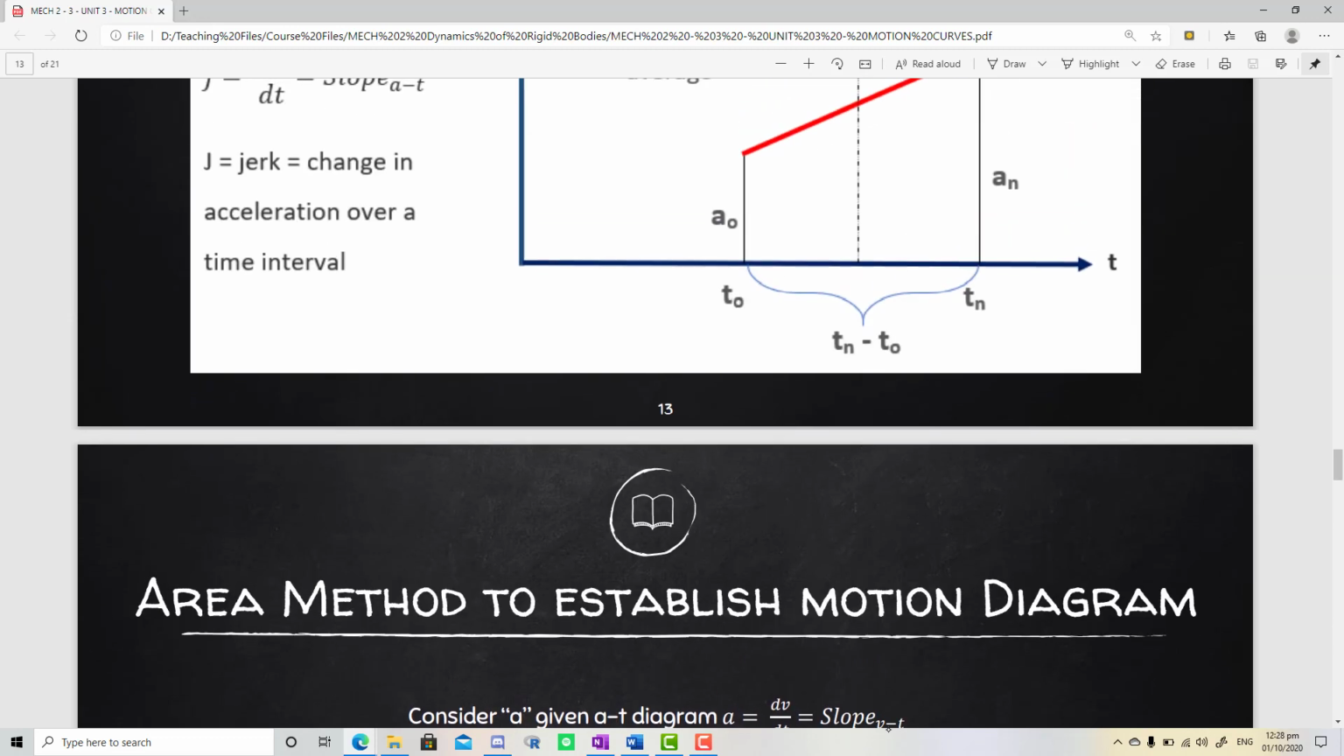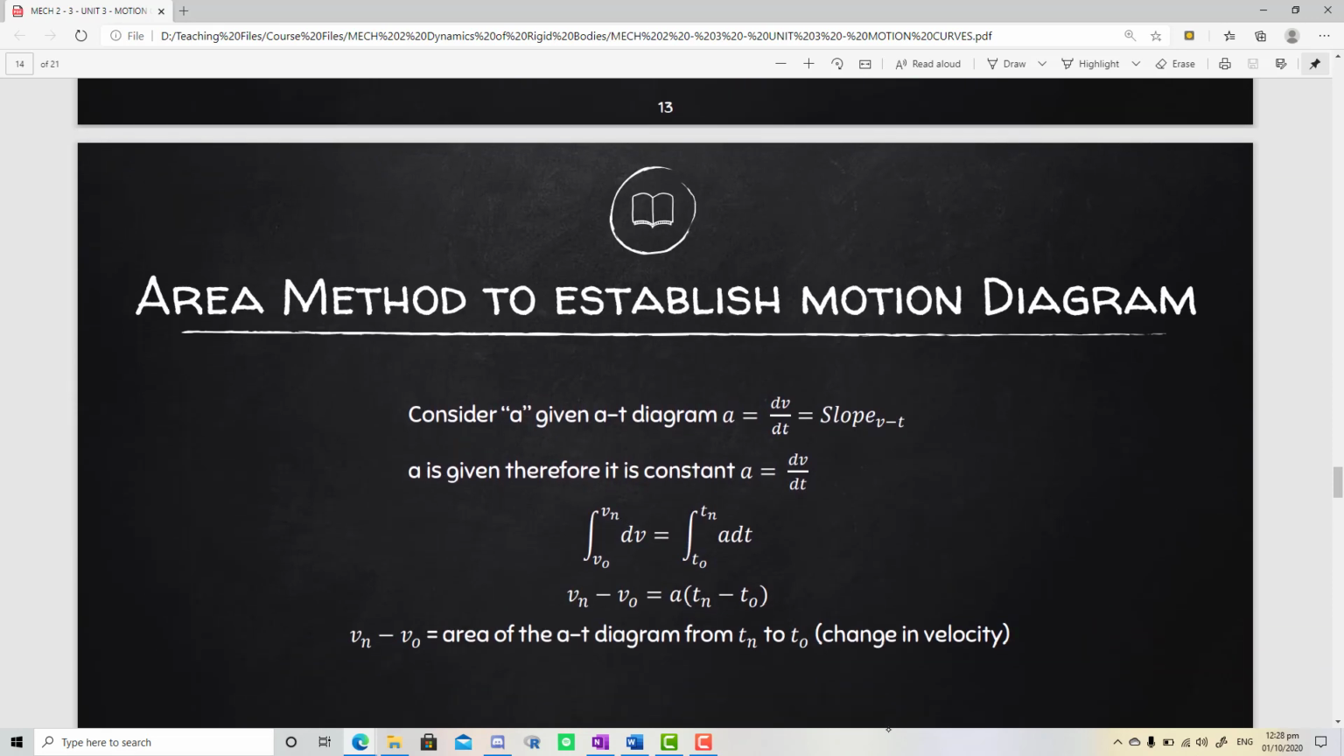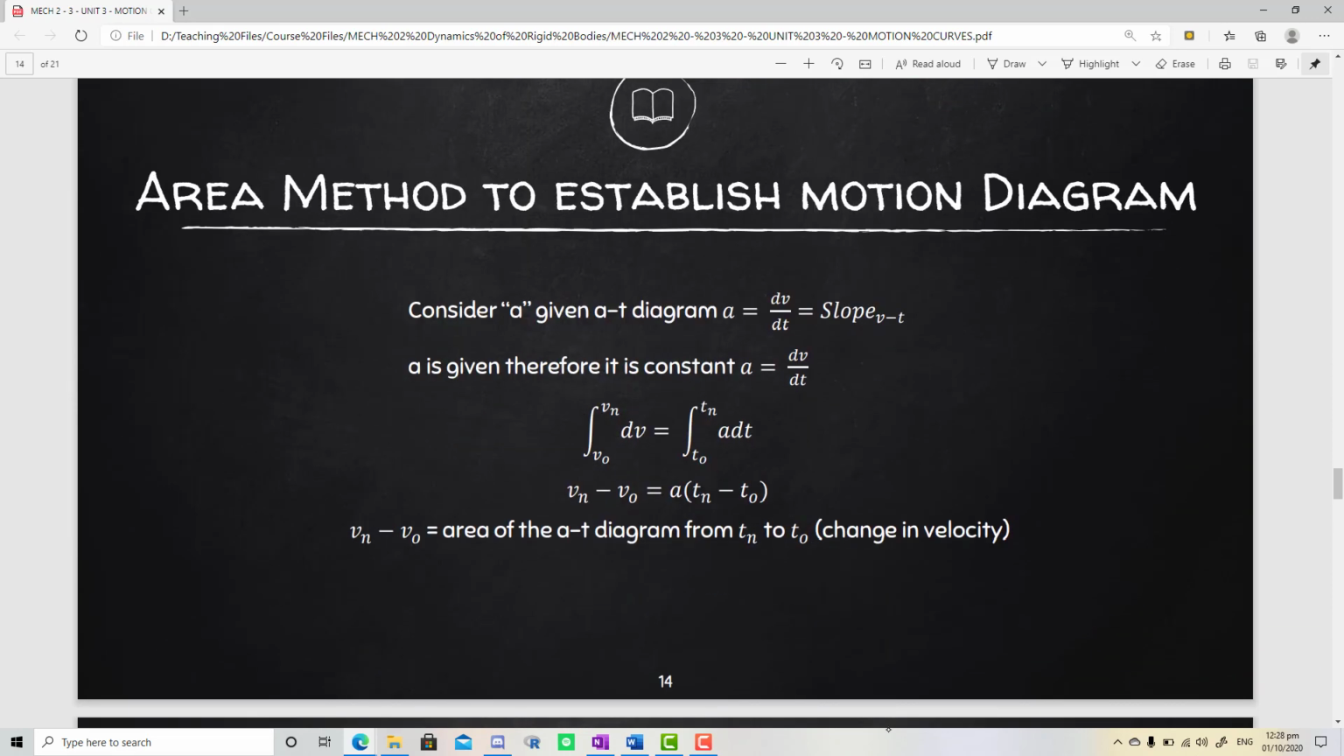From the original time to the final time, it will have an initial velocity and a final velocity. So, applying integration, you will arrive at this equation: Vn minus V0 is equal to a times (Tn minus T0).